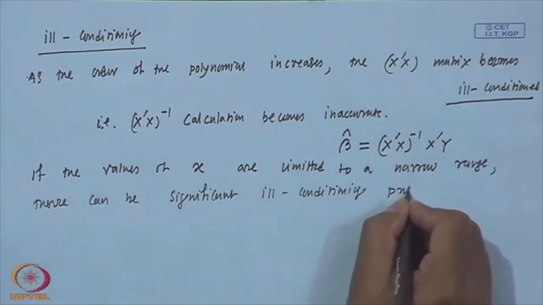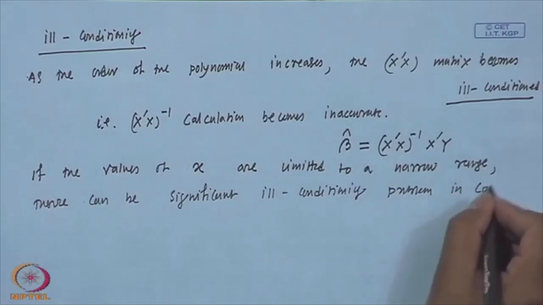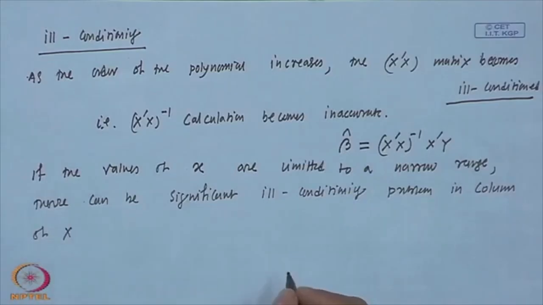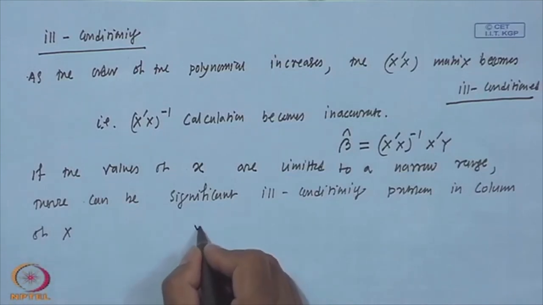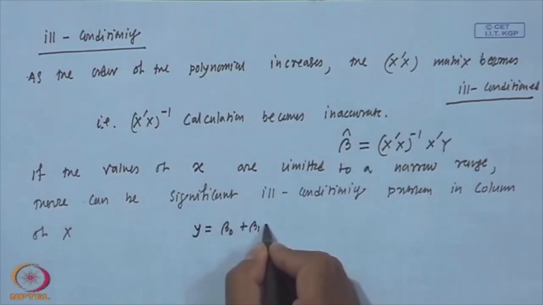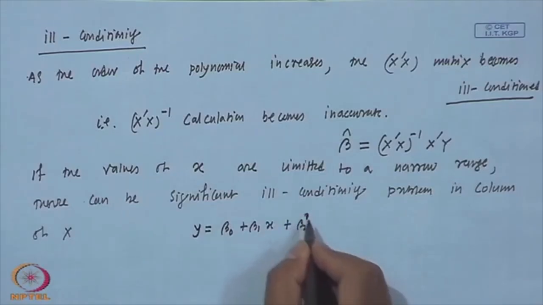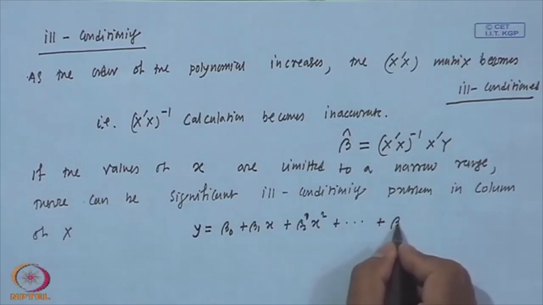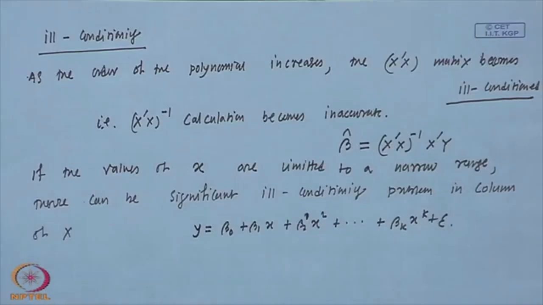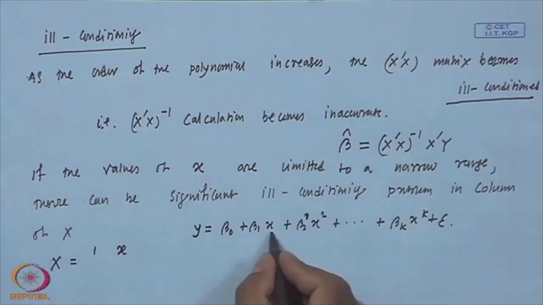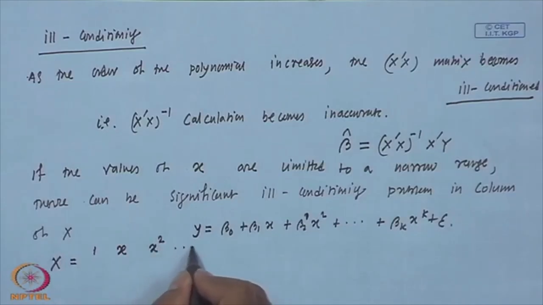In conditioning problem in column of x. Let me give an example of this one. You must have understood that we are talking about the polynomial y equal to beta naught plus beta 1 x plus beta 2 x square and beta k x to the power of k plus epsilon. So, here is the x mat, the coefficient matrix x. The first column is 1, the second column corresponds to x values. The third column corresponds to x square values like this, right.